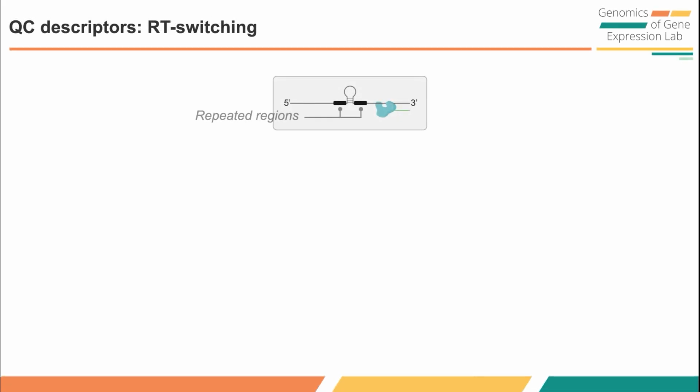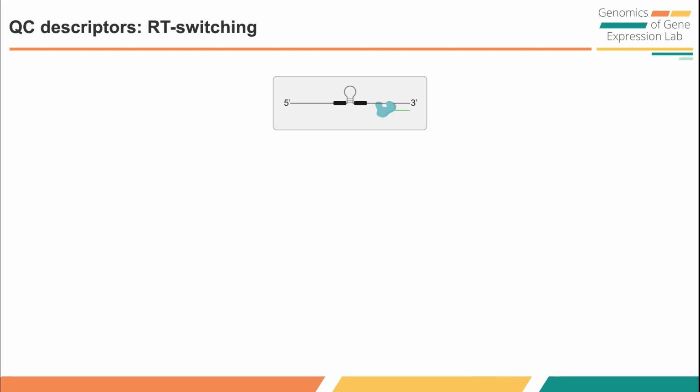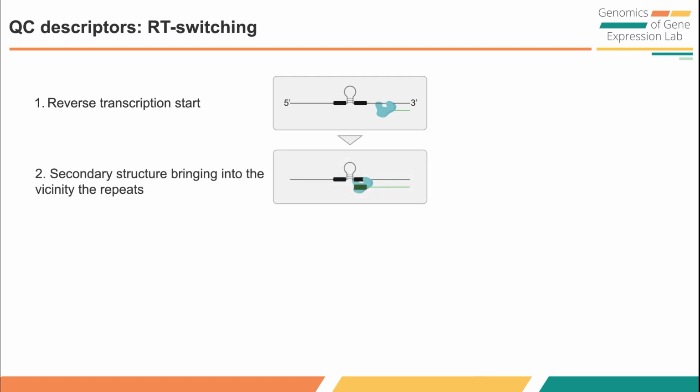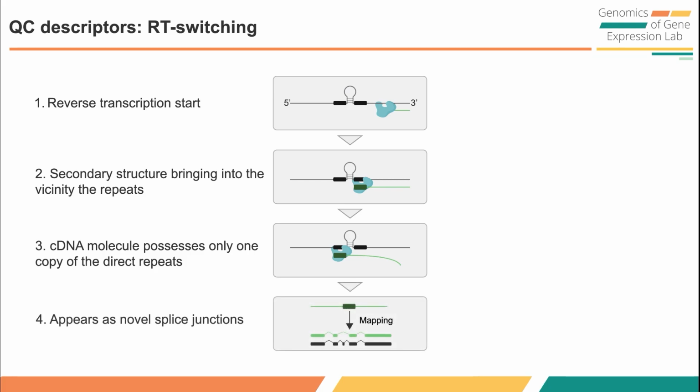Finally, SQANTI3 quality control finds the switching of the reverse transcriptase event called RT switching. This event could happen as follows. When reverse transcription starts, an RNA with 2 direct repeats is a potential template for switching the reverse transcriptase from one repeat to the other. This may be enhanced by a secondary structure bringing the repeats into the vicinity. The resulting cDNA molecule possesses only one copy of the direct repeats, which appears as novel junctions.